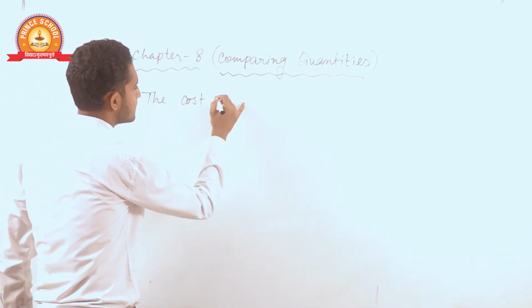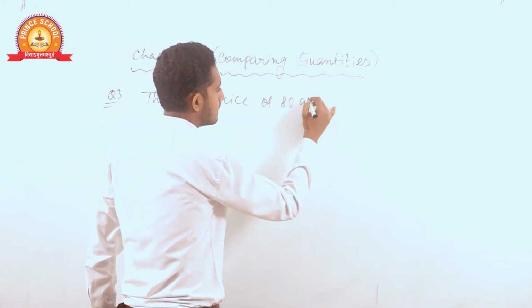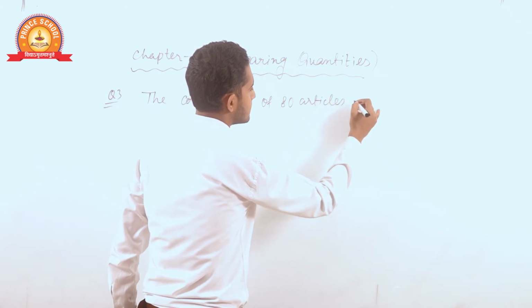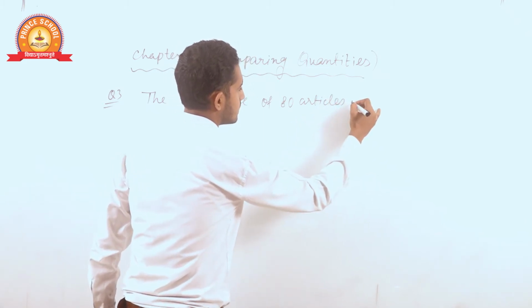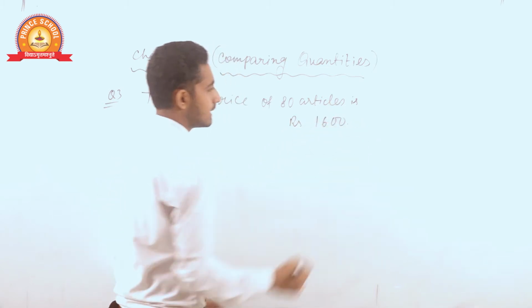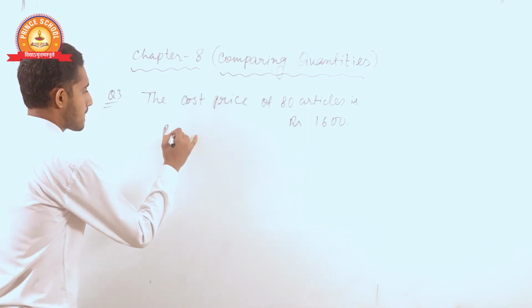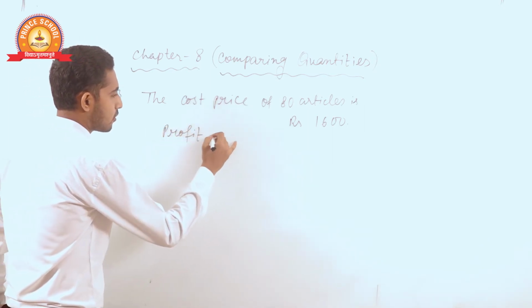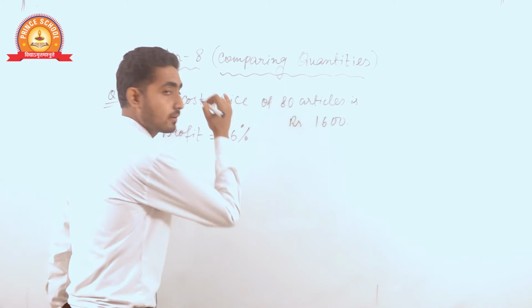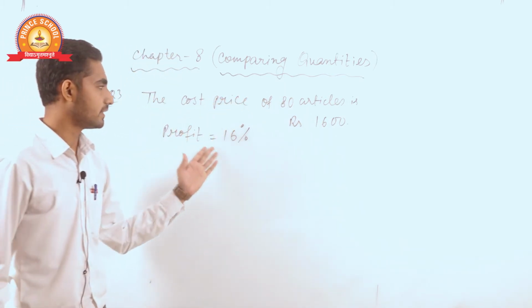The cost price of 80 articles is rupees 2400, that is given in your question, and profit is also given, 16%. Profit is equal to 16%, that is given. The cost price is given, profit is given.